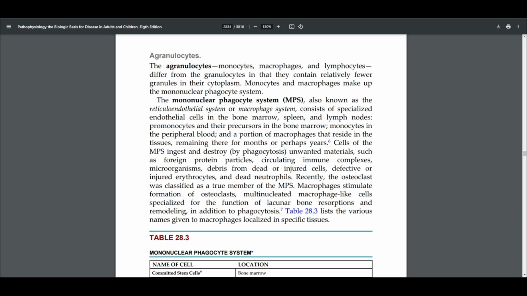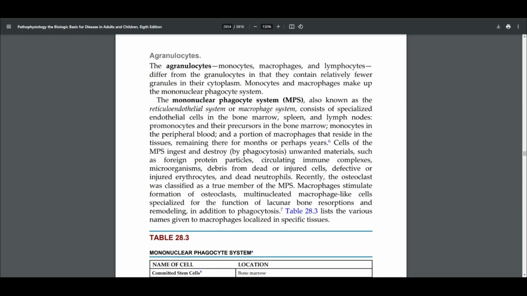Promonocytes and their precursors in the bone marrow, monocytes in the peripheral blood, and the portion of macrophages that reside in the tissue, remaining there for months or perhaps years. Cells of the MPS ingest and destroy unwanted materials, such as foreign protein particles, circulating immune complexes, microorganisms, debris from dead or injured cells, defective or injured erythrocytes, and dead neutrophils.